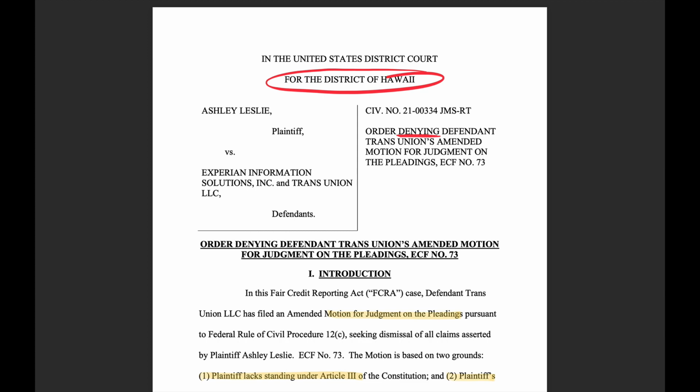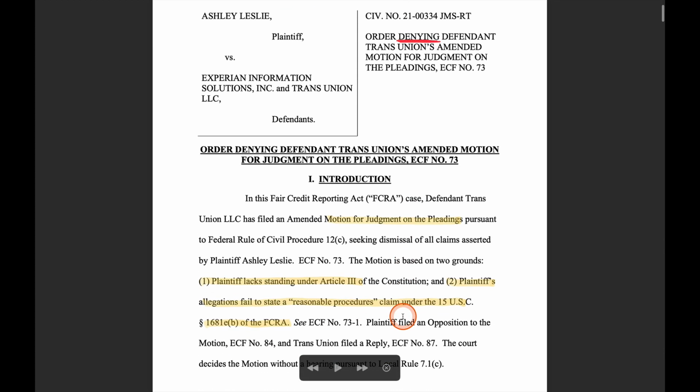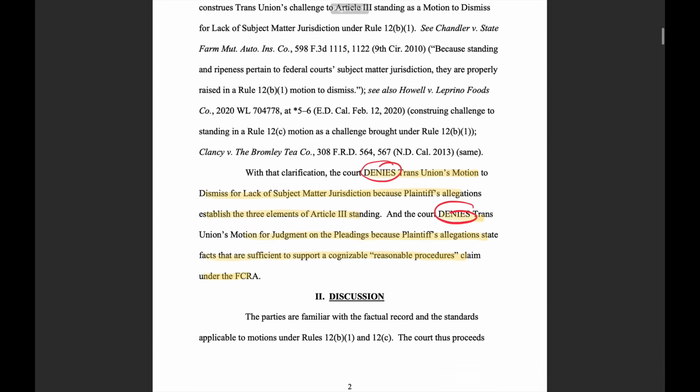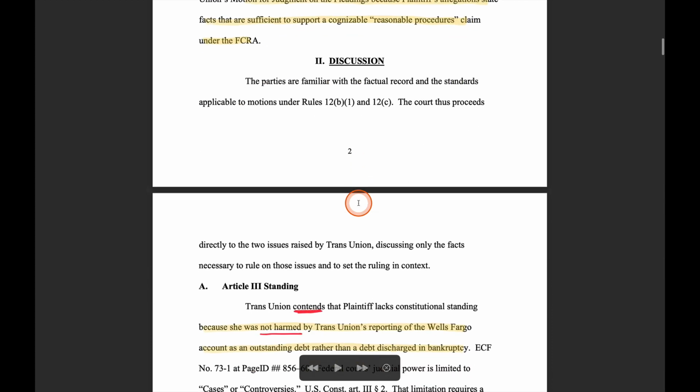All right, so let's go ahead and jump right into this. So we'll see this is a motion for judgment on the pleadings, very similar to what's called a motion to dismiss. And there's really two grounds here. One, the plaintiff, the consumer, lacks standing. And then number two, there are no sufficient allegations of a 1681e(b) claim. This is what's called the maximum possible accuracy or reasonable procedures claim under the FCRA. So we'll jump right into this. All of this has been denied.